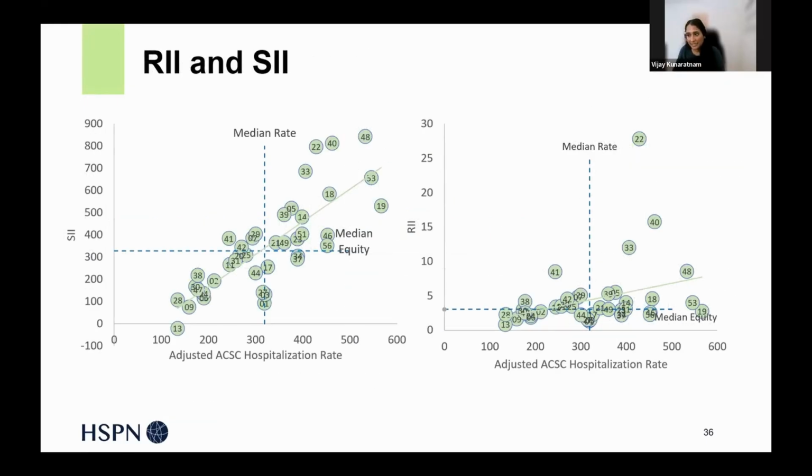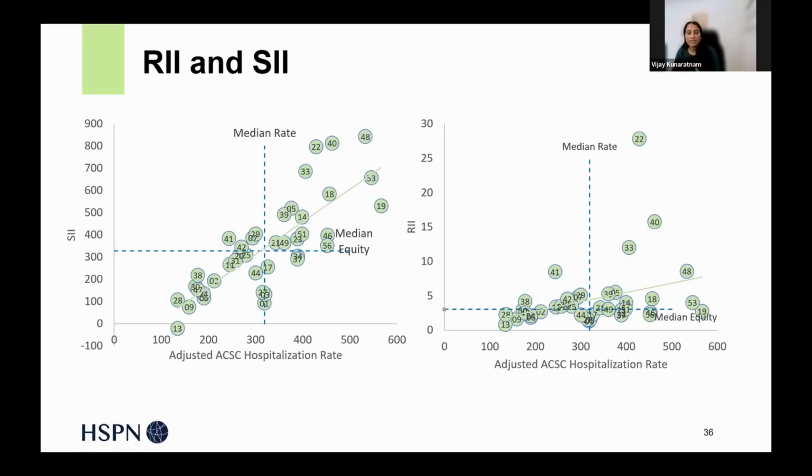Okay, we spent a lot of time talking about the SII, so I just wanted to spend a few moments talking about the RII. As I mentioned, the RII is the relative component. It takes the ratio of the SII, and an RII of 1 is perfect equality. When you get further away from 1, it's higher inequity. So here, on the left-hand side is the graph that you've seen before, the SII versus the adjusted ACSC hospitalization rates. And on the right-hand side, we have the RII component, so RII versus ACSC hospitalization rates.